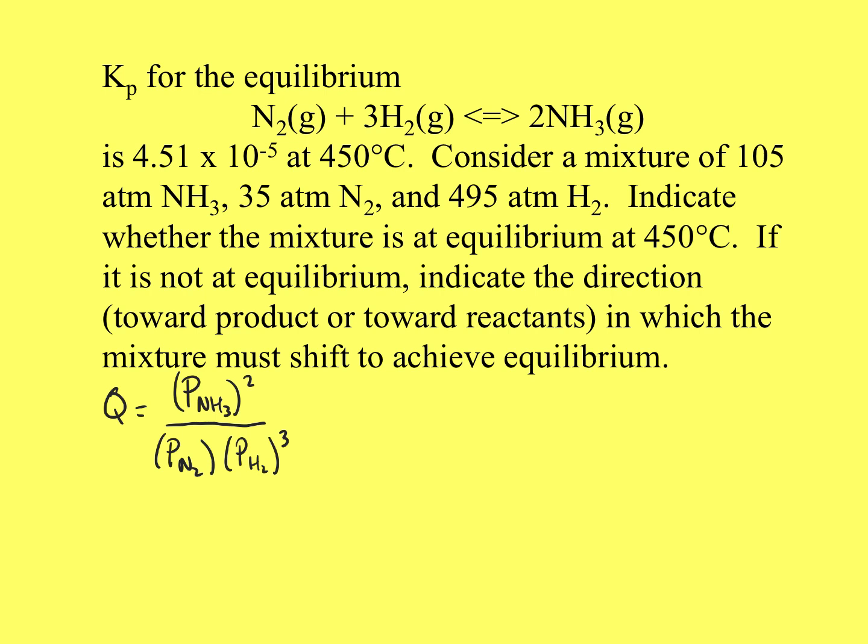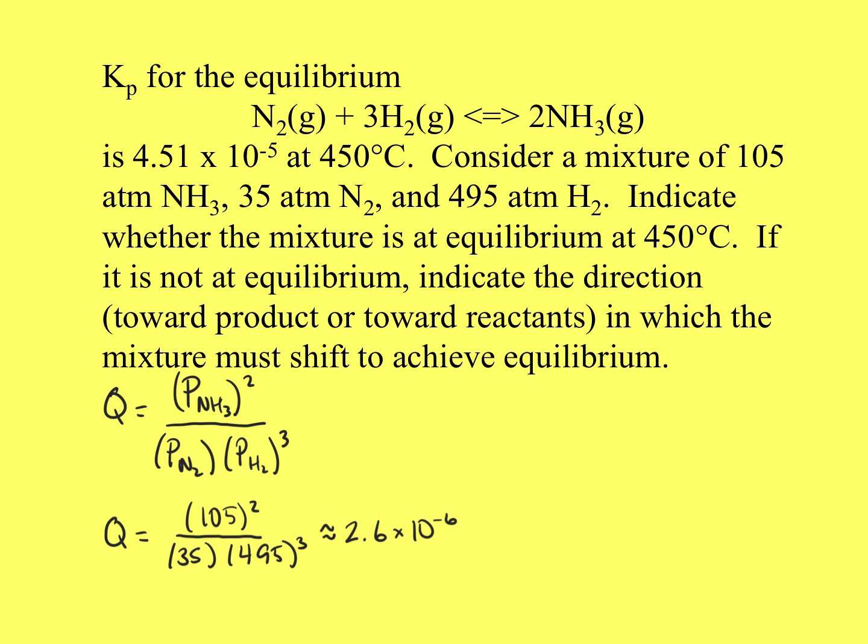So we're going to go ahead and substitute those numbers in. Q equals 105. You don't need to include the unit, by the way, because K and Q have no units attached to them. So this is one of those cases when you can ignore the unit. 495 to the third power. And go and put that in your calculator and see what you get. And I got a value of 2.6 times 10 to the negative 6.